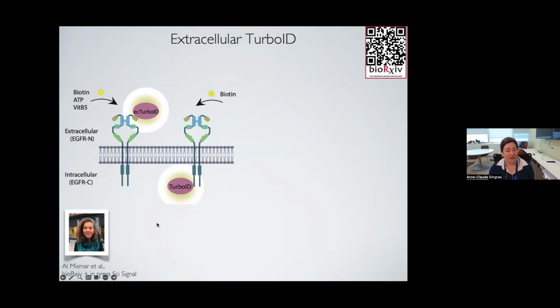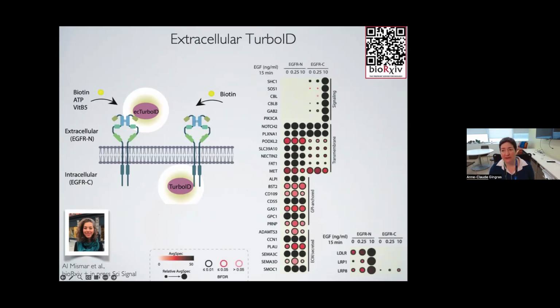So first, we just released, and I'm not going to tell you too much about that because this is published and I should have updated that. It's now in Science Signaling.